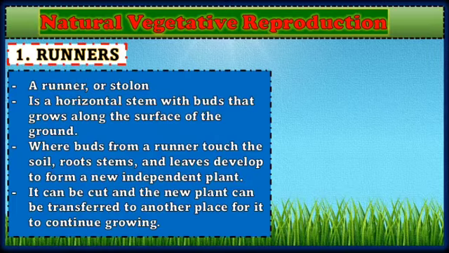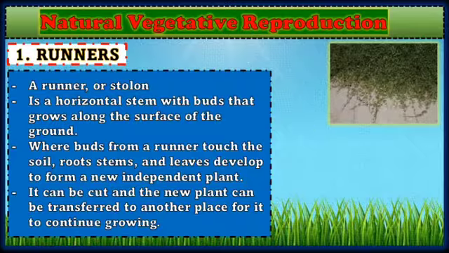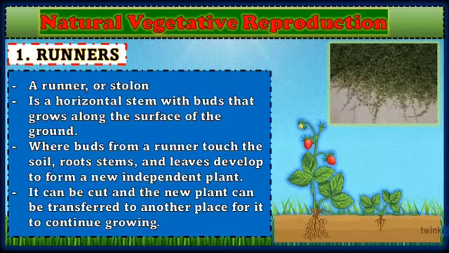the surface of the ground, where buds from a runner touch the soil, roots, stems, and leaves develop to form a new independent plant. It can be cut, and the new plant can be transferred to another place for it to continue growing. So, heto yung mga umaakyat, yung gumagapang na mga damo-damo o mga plants. What are the examples of these runners? We have the carabao grass, we have the strawberry.